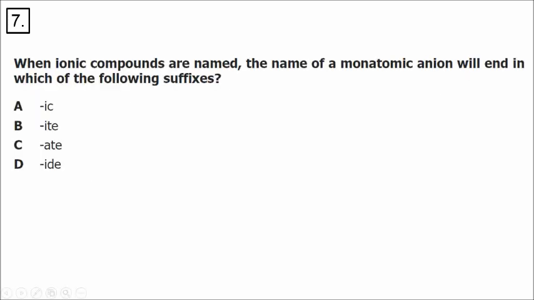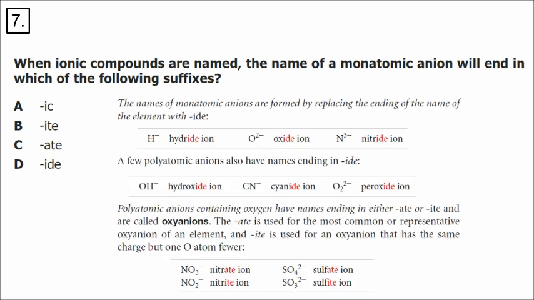Number 7, when ionic compounds are named, the name of a monoatomic anion, that's a negative ion, will end with which of the following suffixes? So the names of monoatomic anions are formed by replacing the ending of the name of the element with IDE. For example, hydride, oxide, nitride. So an ionic compound might be called magnesium oxide or aluminum nitride? Correct answer is D, IDE.